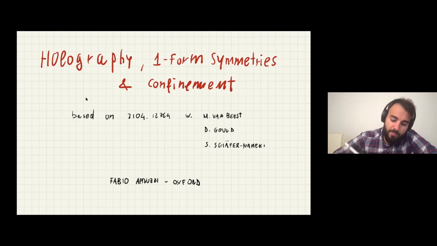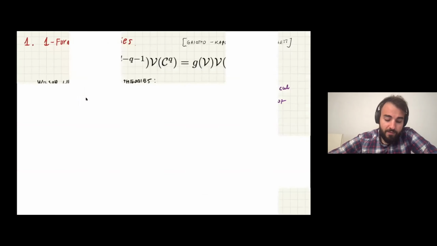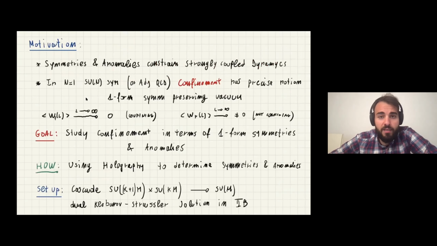And this is based on a paper that appeared last month in collaboration with Marike, Dowie, and Sakura at Oxford. And so let me give you a bit of motivation why we study IR symmetries and anomalies. It's because they can constrain the strongly coupled dynamics of a theory. And in particular, in N=1 super Yang-Mills, or adjoint QCD theories, confinement has a precise notion in terms of one-form symmetry preserved in the vacuum.